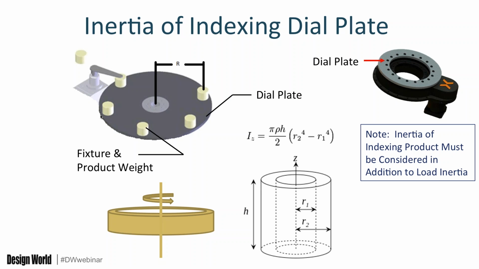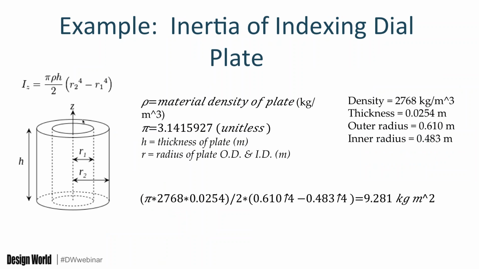How do we look at this? Typically, it's going to be a hollow cylinder. So if you look at the equation for inertia for a hollow cylinder, that's pretty much what you're going to use for calculating the actual inertia of the dial plate that is going to be on top of the indexer. If you don't have it from your CAD system, you could go into some detail like I've shown here and actually calculate it.